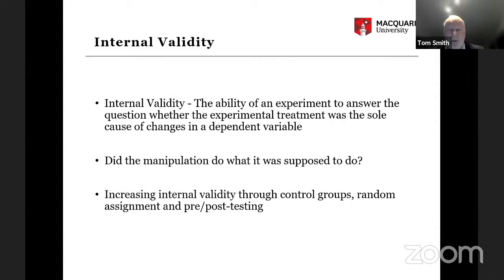Internal validity. We'll talk about internal validity and external validity. Internal validity is the ability of the experiment to answer the question: was it the treatment that caused the difference in results? So did the manipulation do what it was supposed to? Things that help increase internal validity are having a control group as well as a treatment group, randomly assigning individuals to the treatment and control group, and pre and post testing.